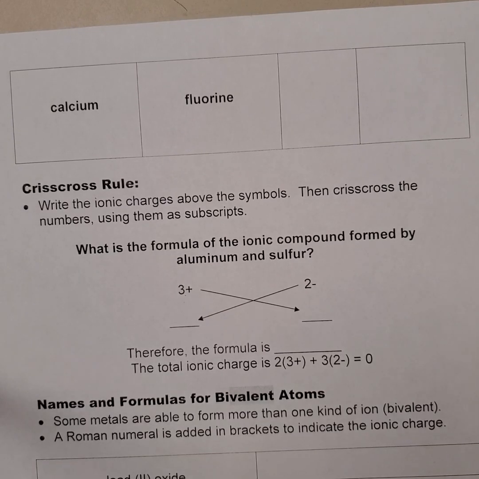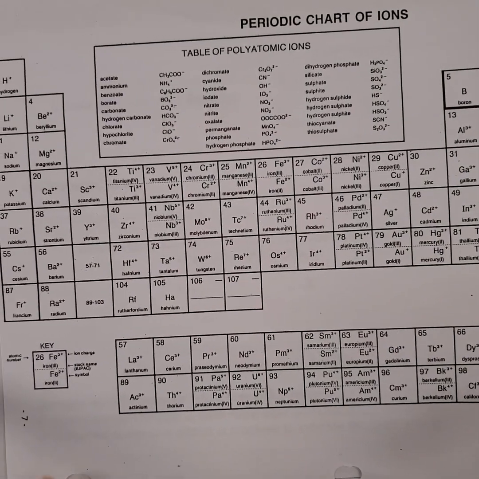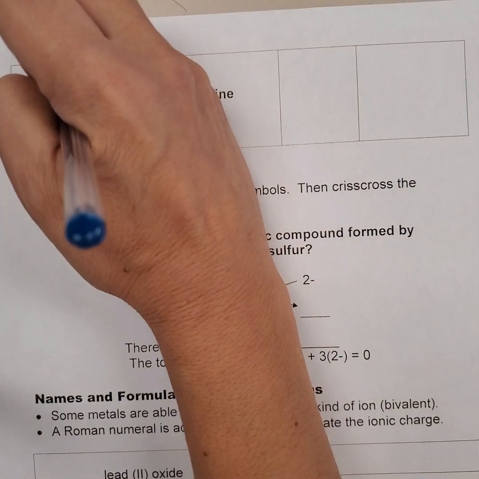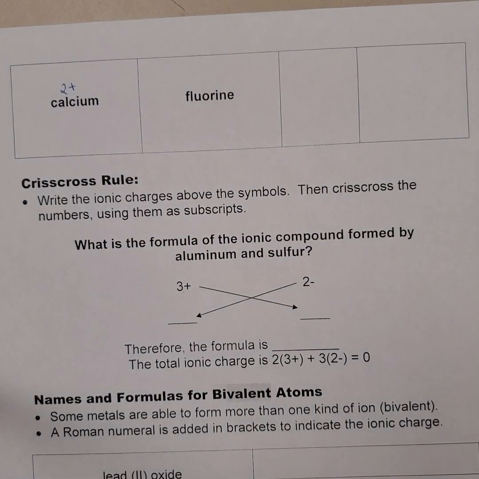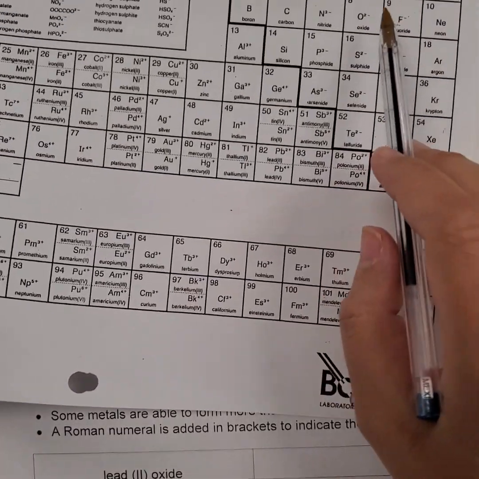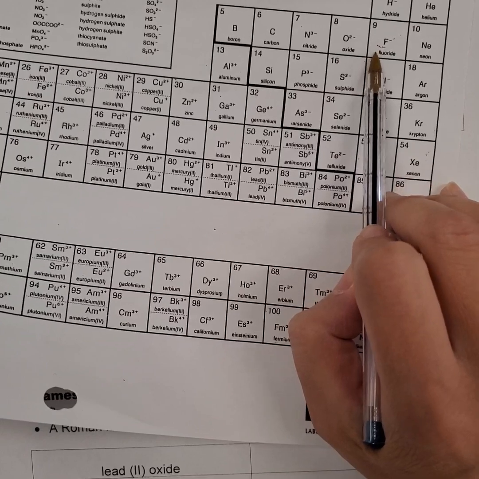So again, you use your periodic table that I have attached. You locate calcium, calcium's right there. It has a charge of 2+. Then you use your periodic table. It's good to just leave it on your desk. Fluorine has a charge of 1-, it's right there.